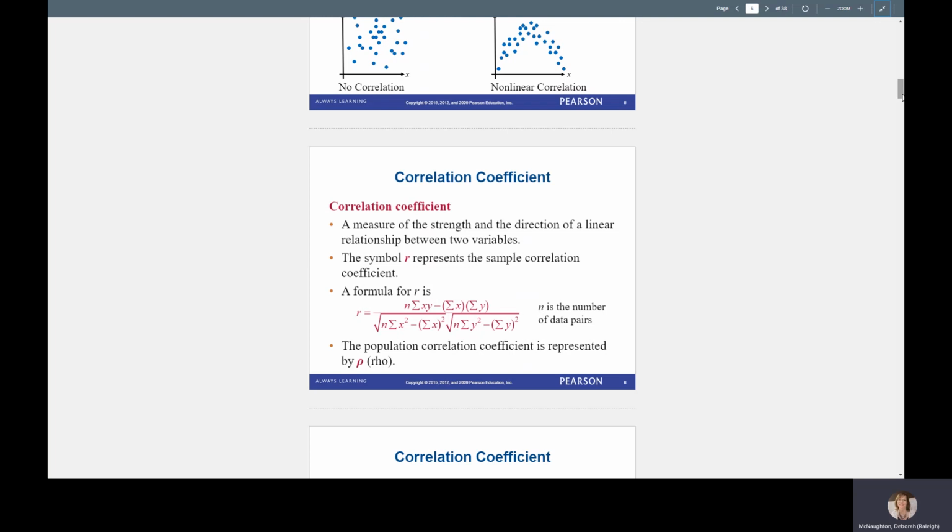So again, this only works for linear relationships. When we look at this last one, which is nonlinear, we would find that our R would show that there's no linear relationship. So R represents the sample correlation coefficient. This is just the representation. We use the symbol R. In statistics, R always represents the sample correlation coefficient.